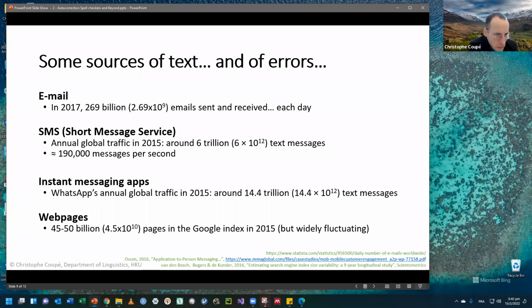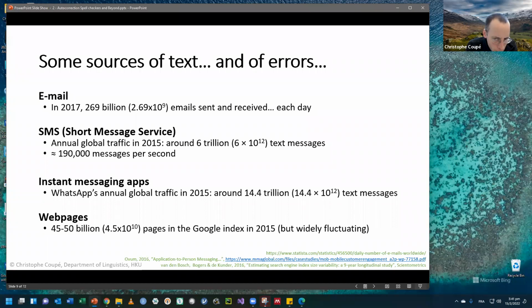SMS, 2015, 6 trillion messages per year. You divide and you come to the point that it's around 200,000 messages sent per second. That's quite a lot of text. I'm not sure if you are using WhatsApp in Rwanda or in neighboring countries, but in 2015, you had around 14.4 trillion text messages per year. And you can be sure it's way more today.